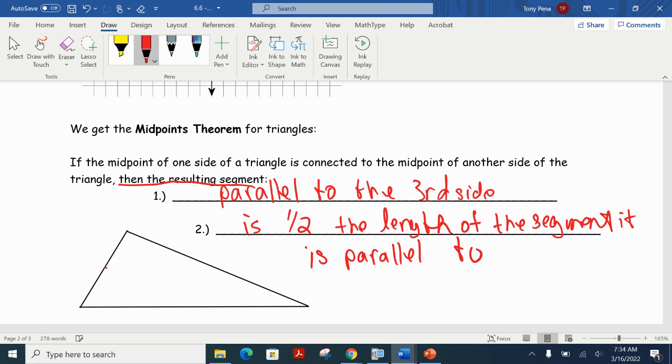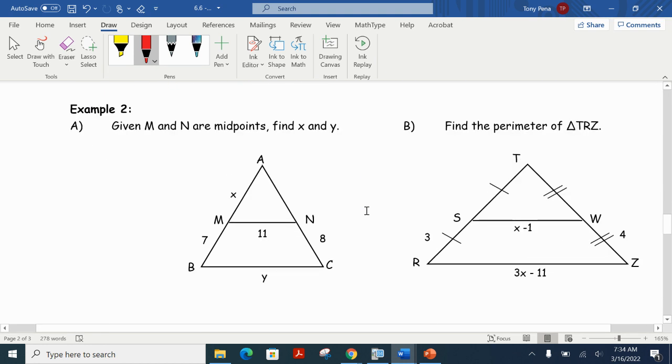All right, so what that simply means, let's say this is my midpoint, this is my midpoint. If I connect those two midpoints, that ensures that these are parallel. And it ensures that if this is, let's say, 5, then this has to be a 10. Okay? So pretty quick little problem here.